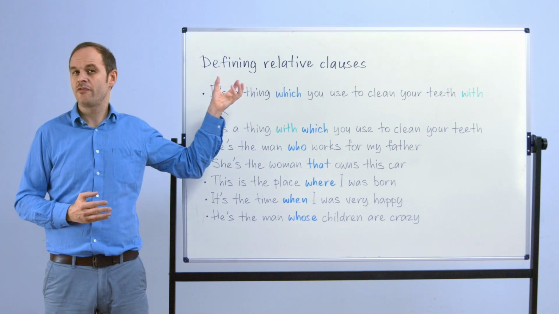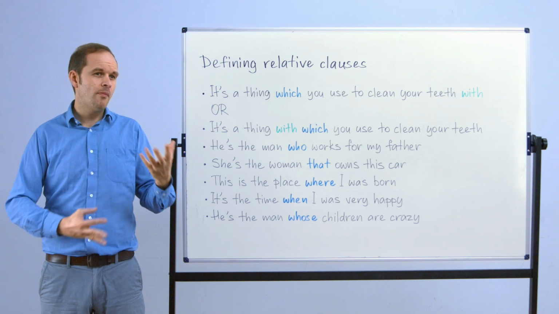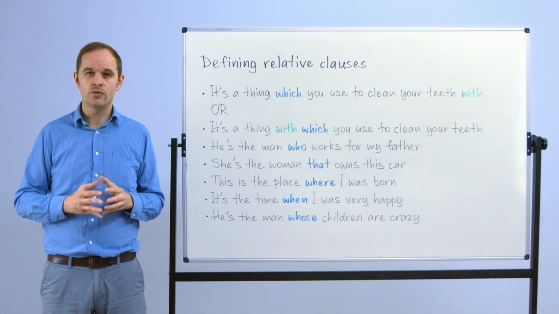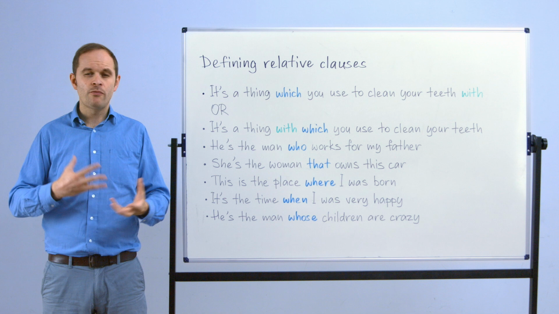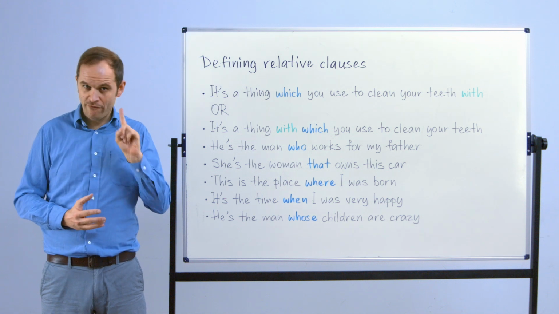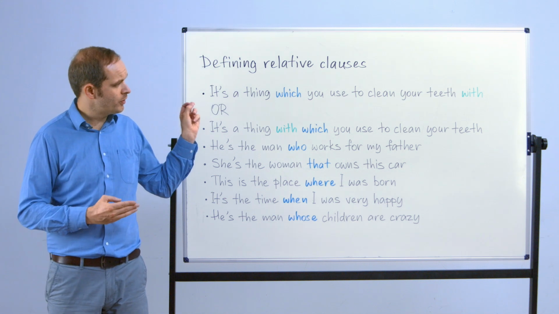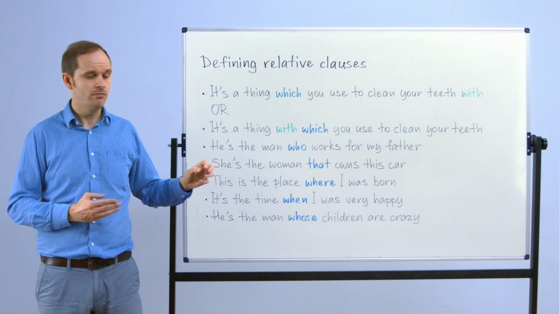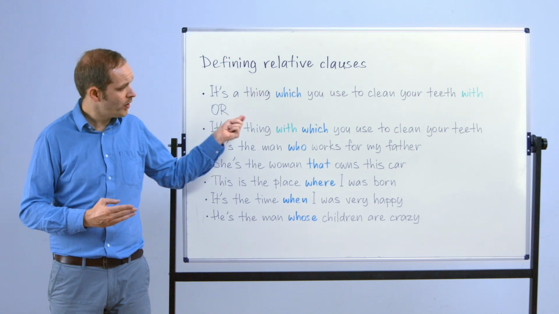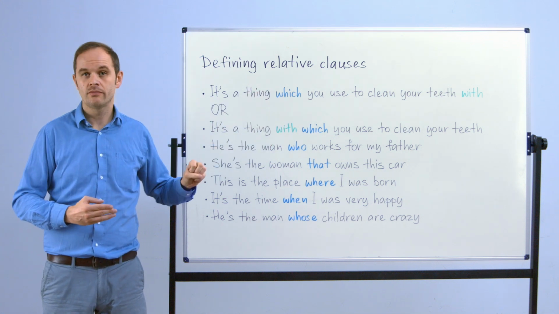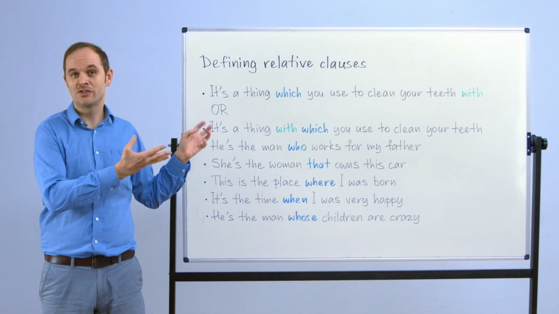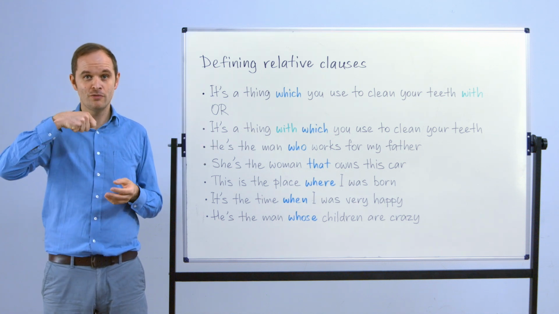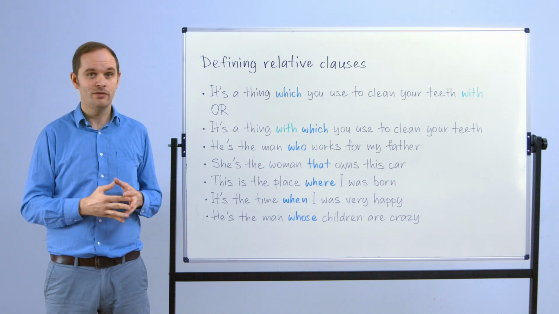When we use the term defining relative clause, we mean a part of a sentence that says exactly what something is, even if we don't have specific vocabulary. For example, it's a thing which you use to clean your teeth with, or it's a thing with which you use to clean your teeth. Now, hopefully you'll realize this is what's called a toothbrush, the thing which we use to clean our teeth with.